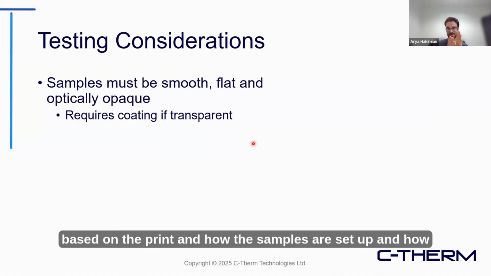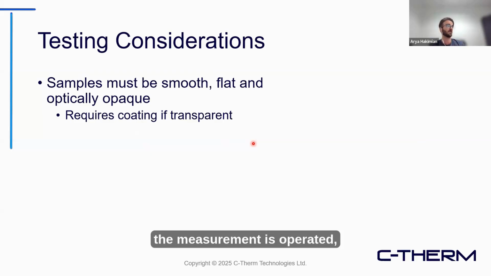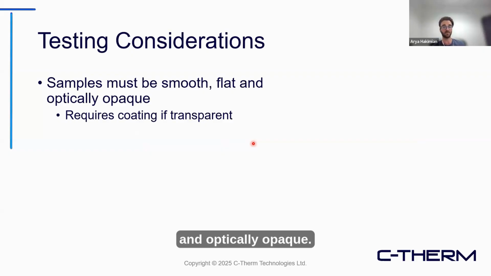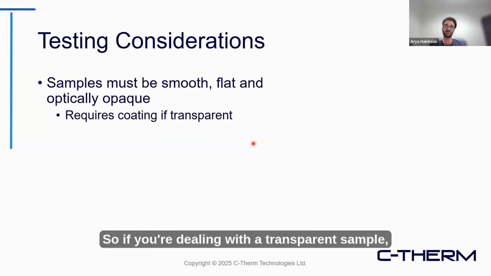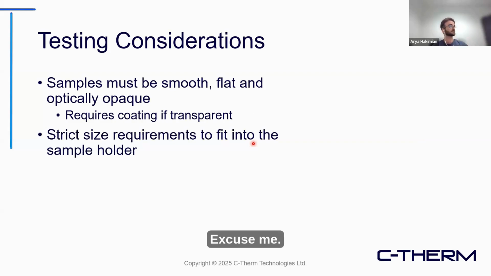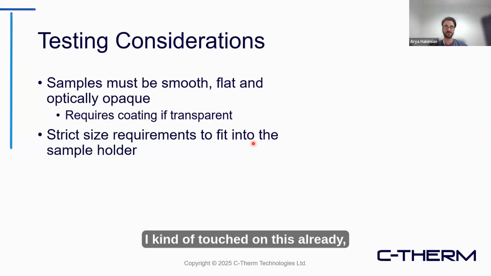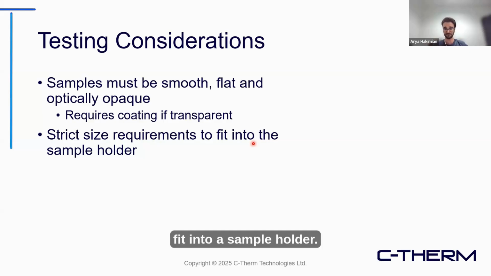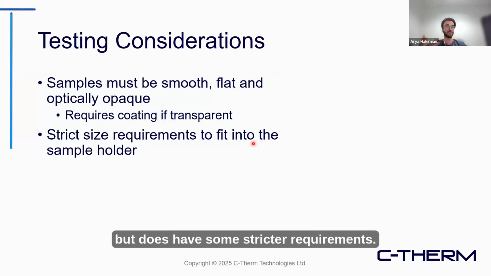Based on the print and how the samples are set up and how the measurement is operated, they really do need to be very smooth and flat and optically opaque. So if you're dealing with a transparent sample, you typically need to apply a coating. So there's a little bit more sample prep involved. I kind of touched on this already, but that stricter sample format that does have to fit into a sample holder. So again, smaller format, but does have some stricter requirements.